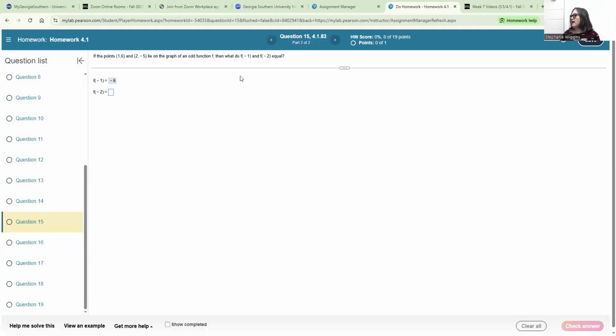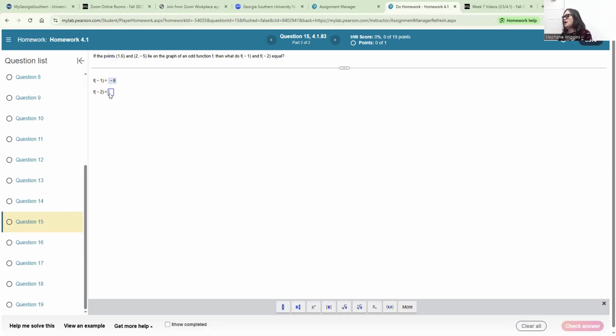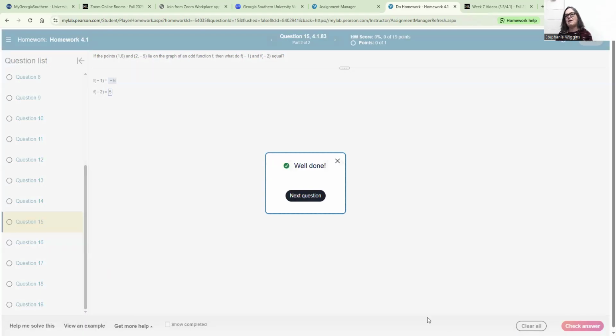And then similarly, we're putting in 2, but if I put in the opposite sign as my input, an odd function will give me the opposite sign for the output. So I'm putting in -2, and I'm going to get the opposite of -5, which is 5. So that's how you do that problem. I thought that might be confusing since we were looking at graphs and they were just picking out a single point or a couple points.